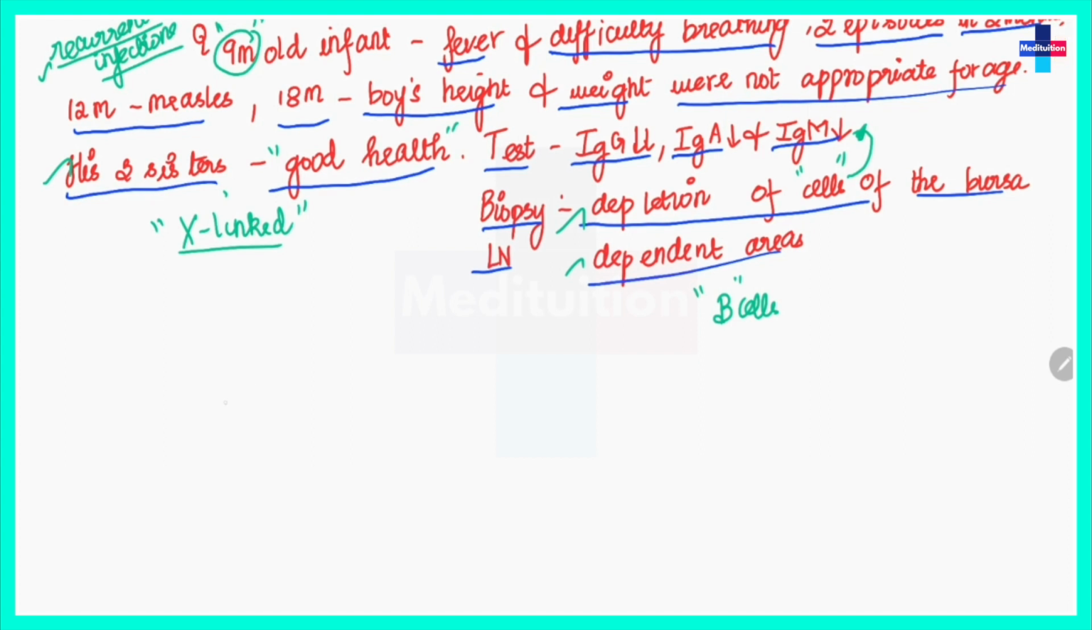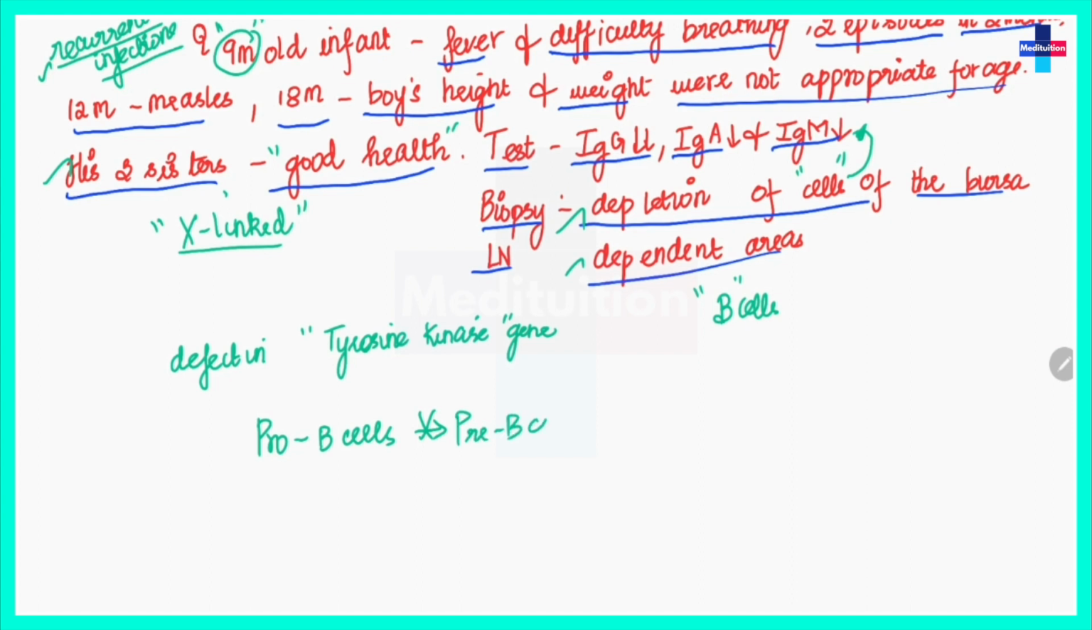So in this disorder, there is a defect in a gene. The gene is called the tyrosine kinase gene. So this gene is affected in this disorder. Because of this mutation, pro-B cells are not able to get converted into pre-B cells because of the B cell tyrosine kinase gene defect.